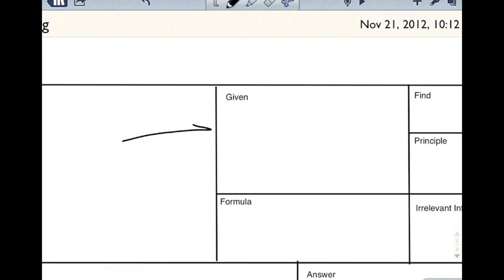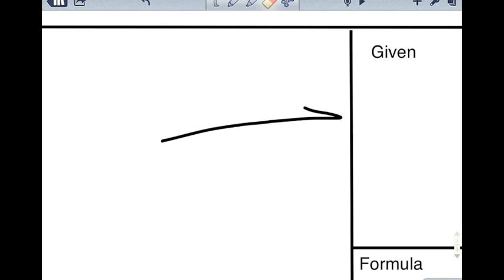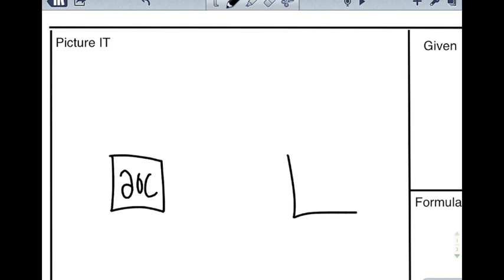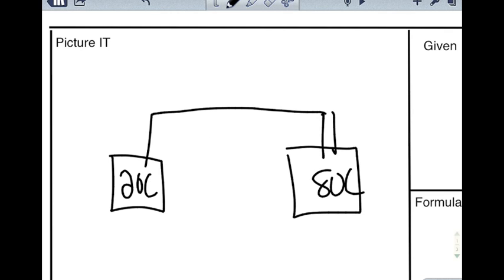Okay, in this example, we are given that we have two heat reservoirs. So we have a heat pump that's moving heat between these two heat reservoirs. One is right here, operating at something along the lines of 20 degrees Celsius, and another heat reservoir is at 80 degrees Celsius. What we're trying to do is move heat from one reservoir to the other.